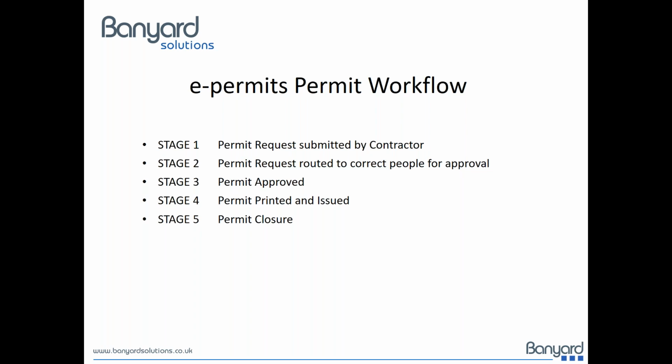The second stage is that permit request is routed to the correct people within your organization for approval. So that could be hot works going to maybe 3 different people. It might be required to be signed off by the site manager, someone with a technical responsibility, and also someone in health and safety. A work at height permit, for example, may only need to be routed to someone in health and safety, and an access permit may just be routed to the site manager.